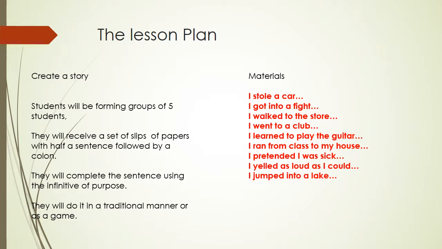Okay, the traditional manner is supposed to go like this. They all work together and they all build the story. Or as a game, which is going to work better for teenagers, each member in the group is going to take one of those cards and they will play like a memory game. So, for example, the first student says, "I stole a car to visit my girlfriend." Then the second student takes a paper and he repeats the first student's sentence, "I stole a car to visit my girlfriend," and then he would add his line. Like, for example, "I got into a fight to see my girlfriend," and so on. So that would be the two forms I will actually use for this activity.